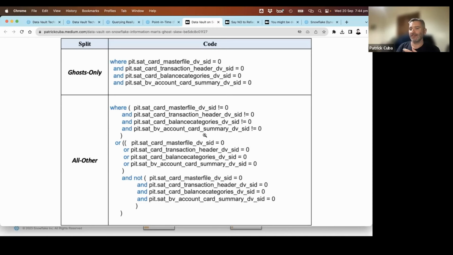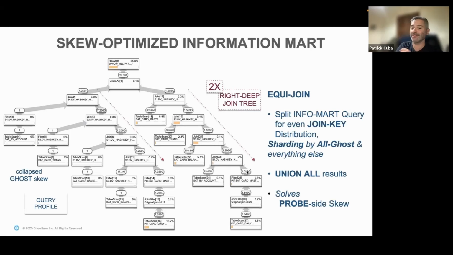Like the standard way is to return the ghost, right? And to do that, you deal with it in the information mart. And then the query times are back to minutes rather than hours or tens of minutes.